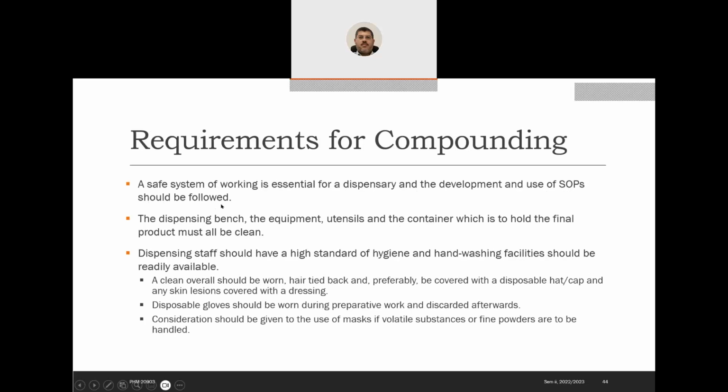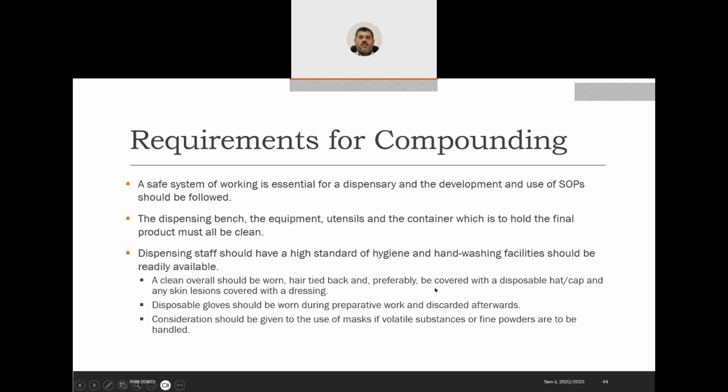I will show you what they are. There are some references that contain SOPs already that you can use. And you should ensure that the dispensing bench, equipment, utensils, and the containers which are to hold the final product must all be clean. Dispensing staff should have a high standard of hygiene. Hand washing facilities should be readily available. They should use appropriate gowns, or clean overalls should be worn.